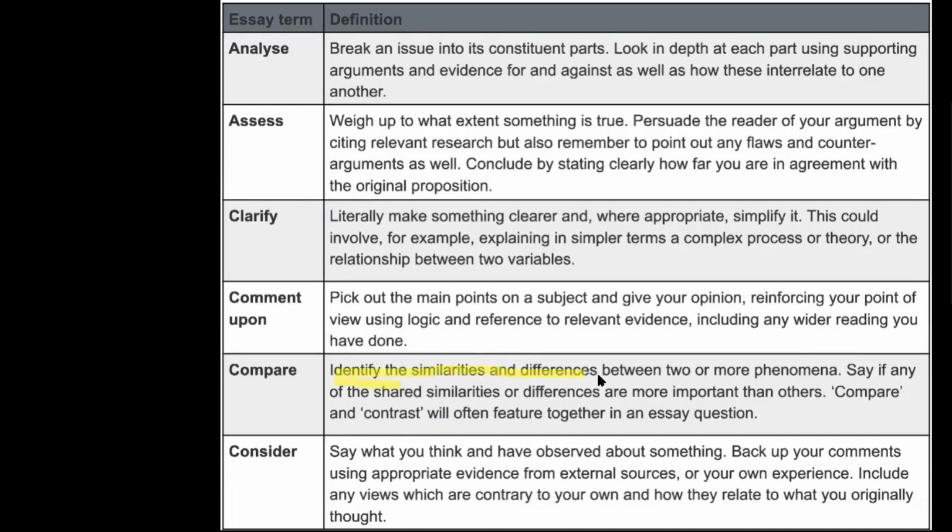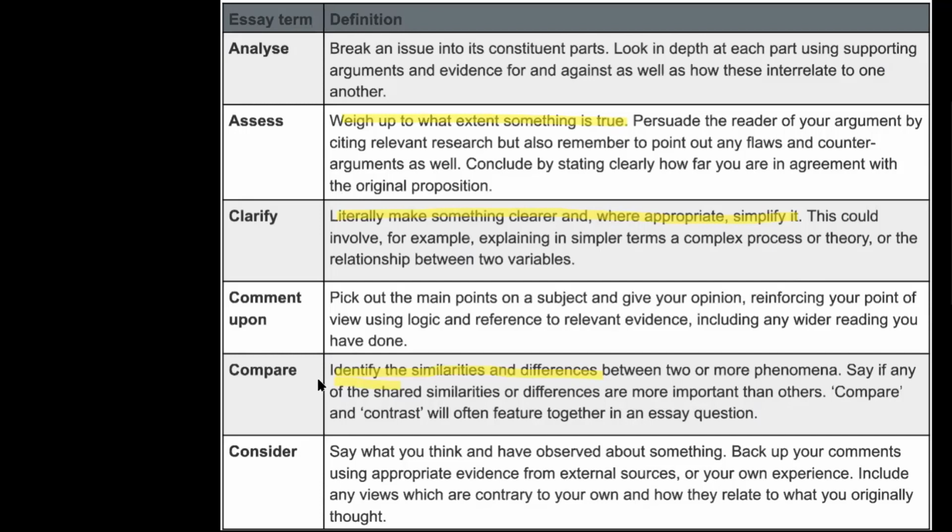Identify the similarities and differences. So that's comparing, which is different from assess, which is to weigh up to what extent something is true, which is different to clarify, which is literally making something clearer and, where appropriate, simplify. So if you're asked to clarify rather than compare, you're doing something different in the essay. So the whole vibe of the essay changes.